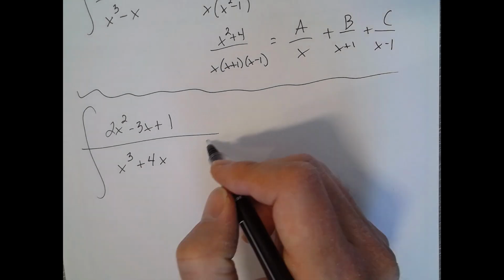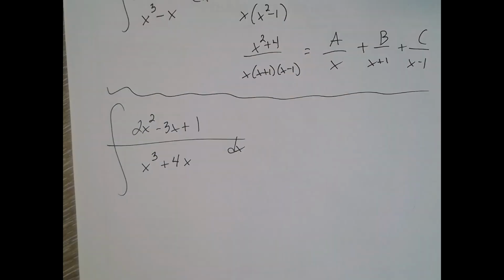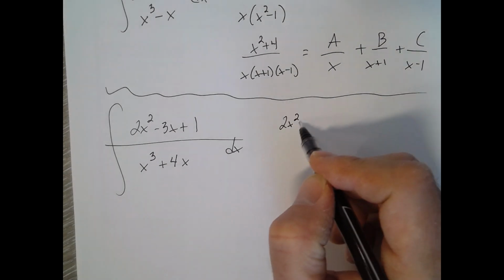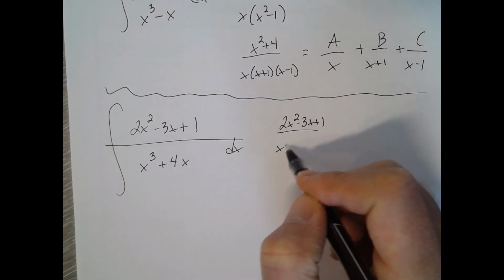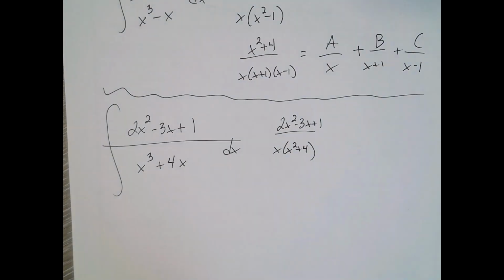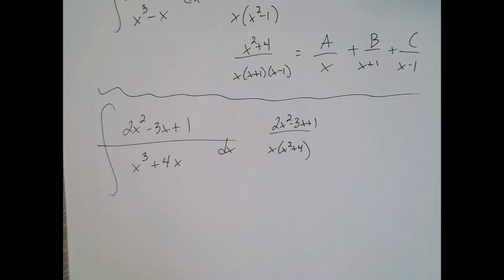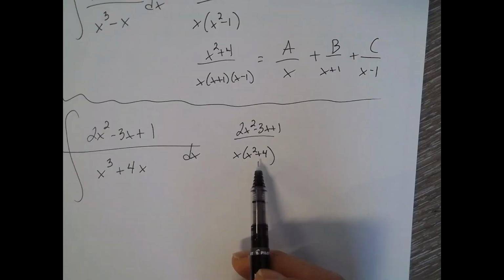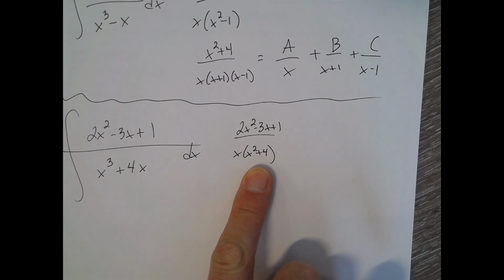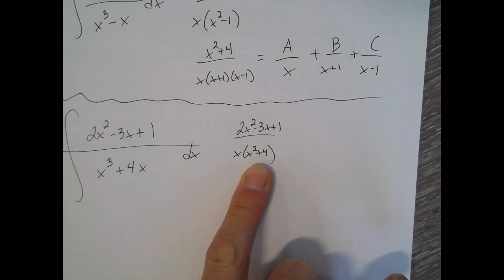Alright, so here's another type. So we're going to factor the bottom, so you can pull out an x. So I have 2x squared minus 3x plus 1 over x times x squared plus 4. Now x squared plus 4 is no longer factorable. You can't factor this anymore. So we have a non-factorable quadratic factor on the bottom. Okay, so it's got an x squared and you can't factor it anymore.